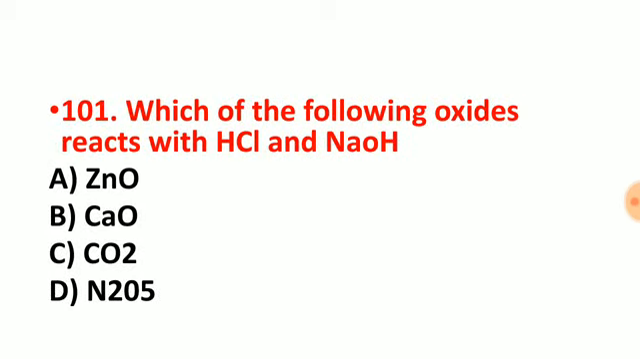Question number 101, which of the following oxides reacts with both HCl and NaOH? If a substance reacts with both an acid and a base, HCl being the acid and NaOH the base, then the substance is called an amphoteric substance or amphoteric oxide, that is ZnO.